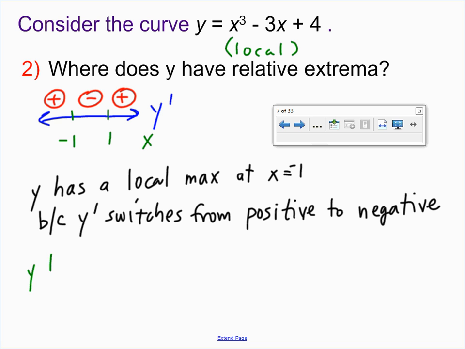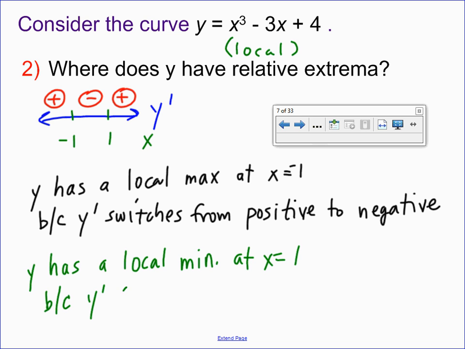Well, we can say y has a local minimum at x equals 1, because y prime switches from negative to positive.